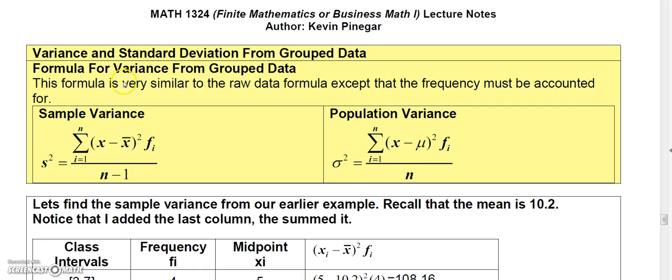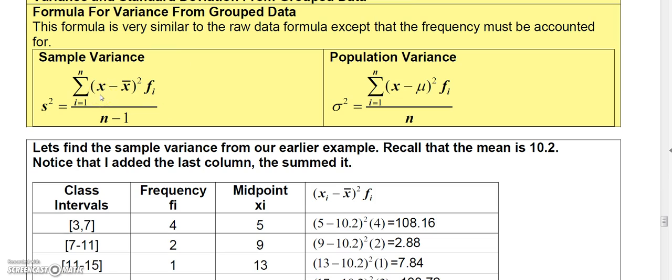Okay, now to calculate variance from group data, here's the way you calculate sample variance. You take the difference of the data value minus the mean, square it, but then you have to multiply it by the frequency, and then you add it all up, and you divide by n minus 1 for the sample variance. But for the population variance, you do the same thing, but you divide by n instead of n minus 1.